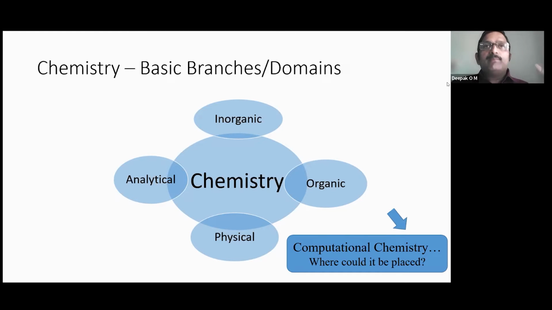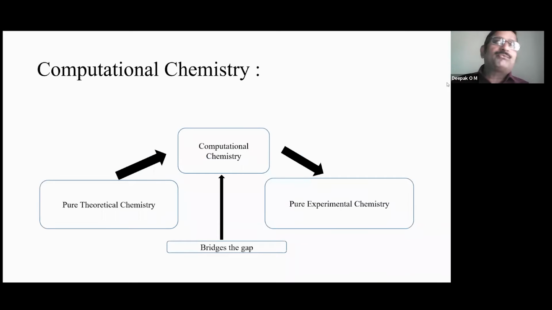Then where can we place computational chemistry? Where does it come in? What exactly is this computational chemistry? Let us try another way of classifying the subject domain of chemistry. The subject domain of chemistry can be classified into two major categories. You have pure theoretical chemistry and you have pure experimental chemistry.